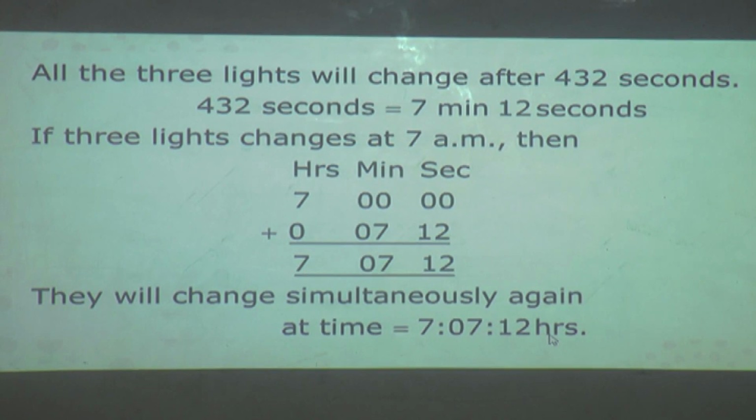Okay. So therefore we got that the lights change simultaneously again at 7 hours, 7 minutes and 12 seconds. It changes after every these many hours, minutes and seconds.